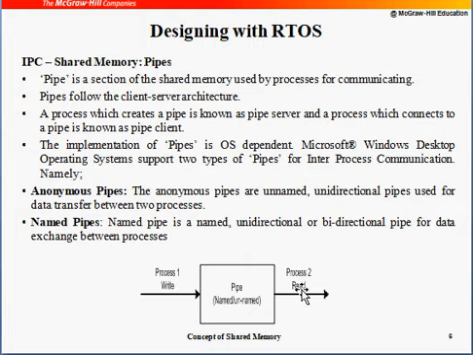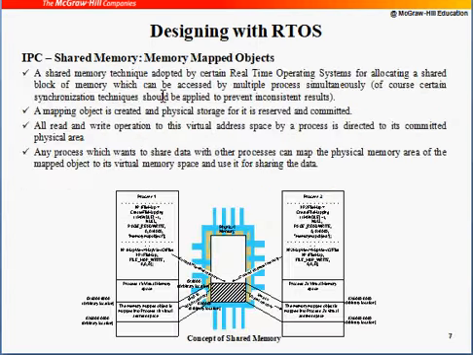Similarly, process 2, in this case, is meant to read. If the situation is bidirectional, then process 2 can also write, and at the same time it can also read. So that would make this bidirectional. The pipe will have a bidirectional structure. This is about pipes. And the second concept is memory mapped objects.